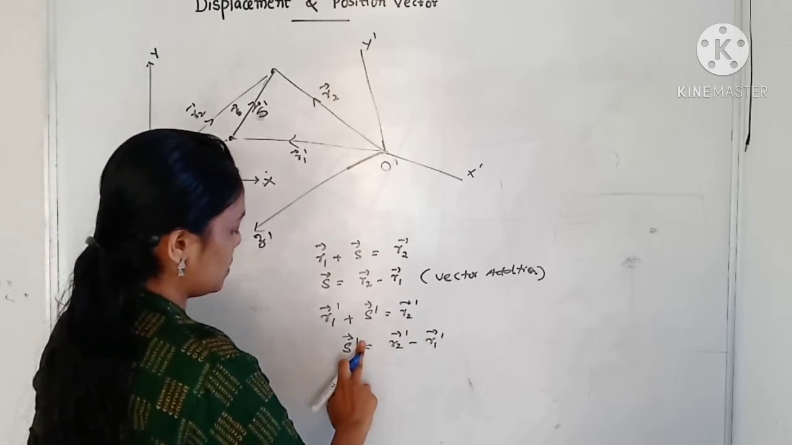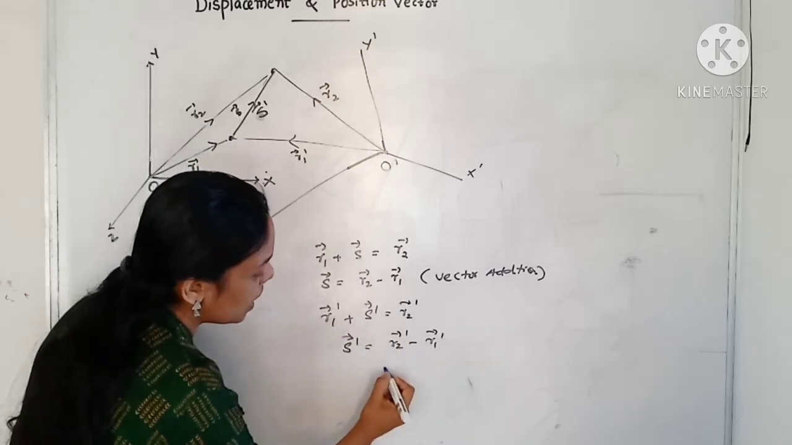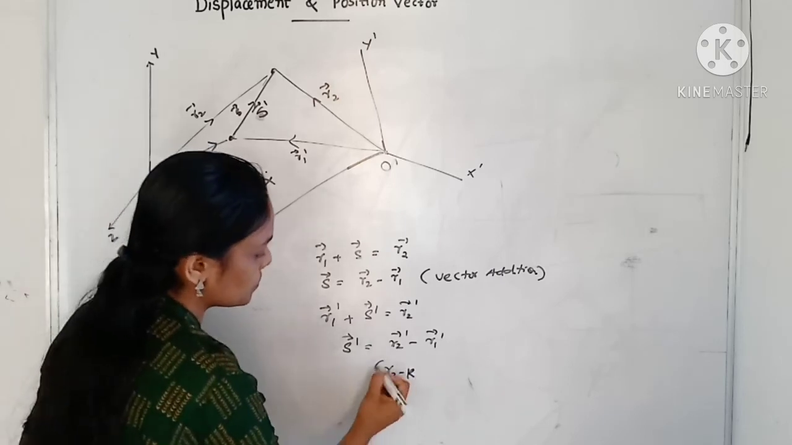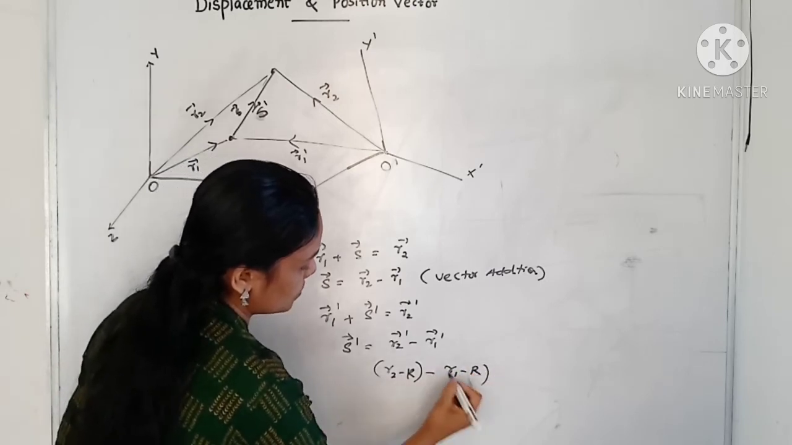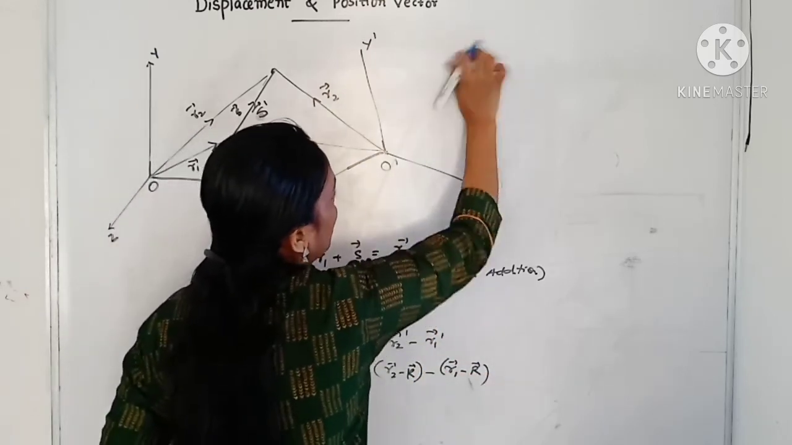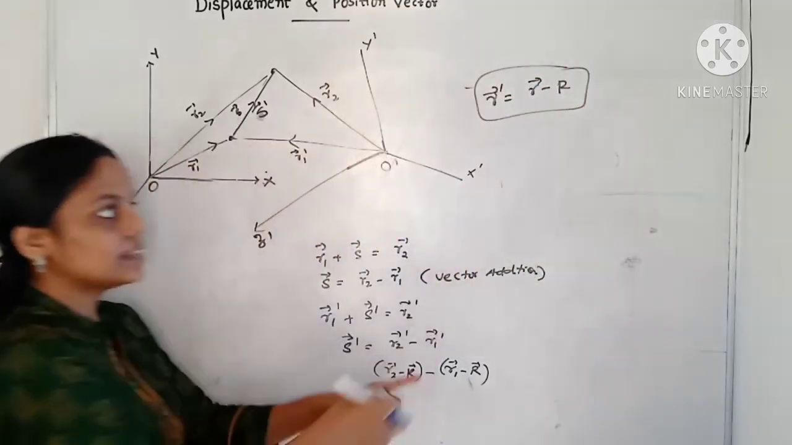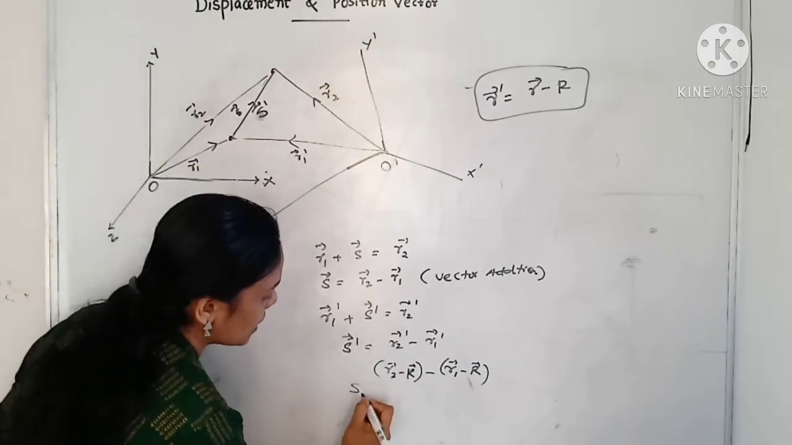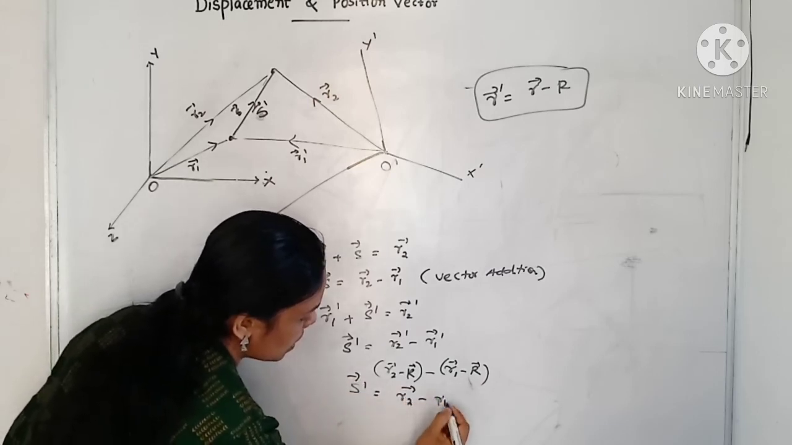And what are r2 dash and r1 dash? r2 dash is nothing but r2 minus R, and r1 dash is r1 minus R. We have an equation r prime is equal to r minus R, the equation we derived earlier. If we use it here, we get, therefore, S prime is equal to r2 minus r1 prime.